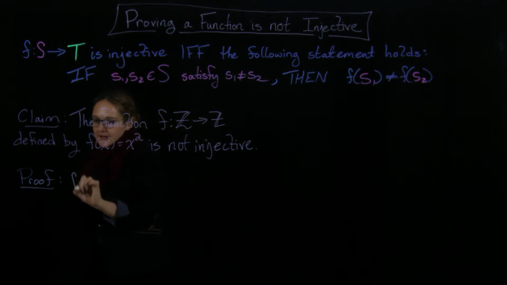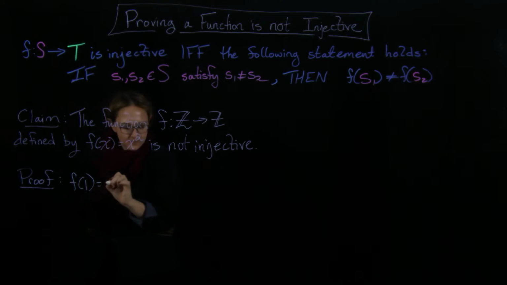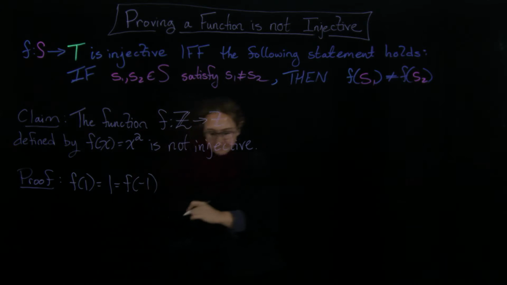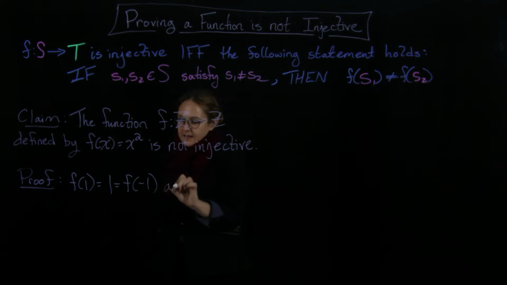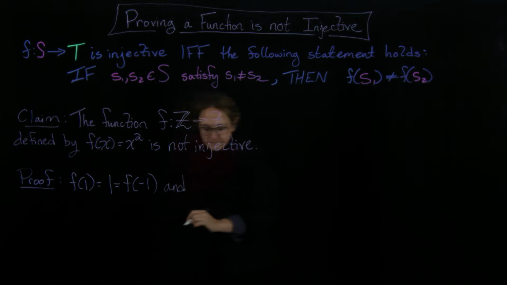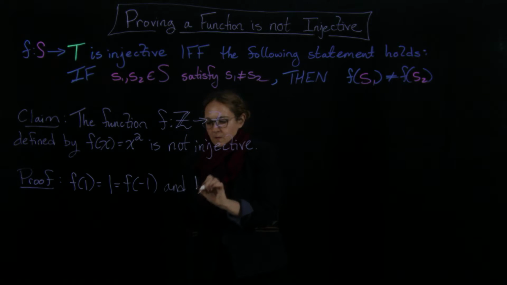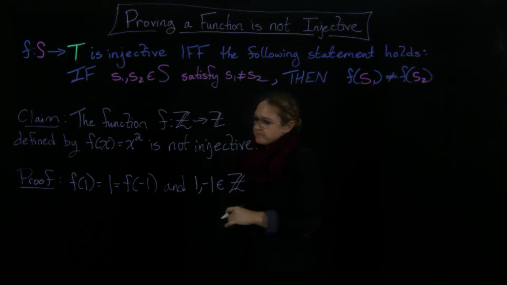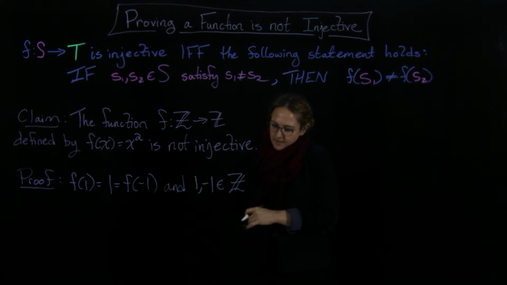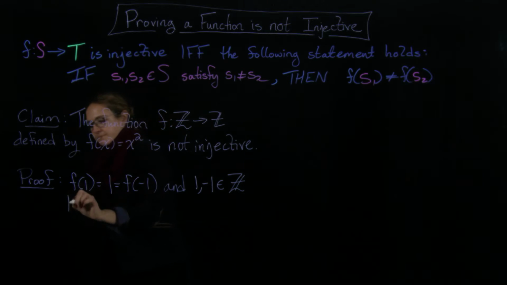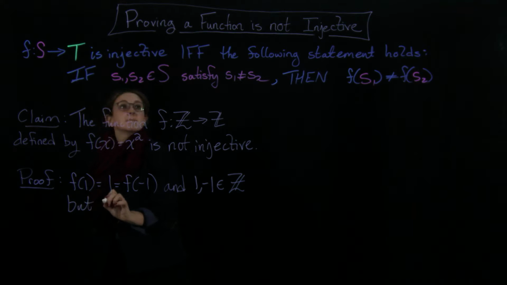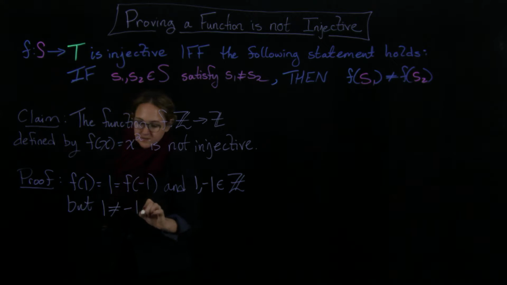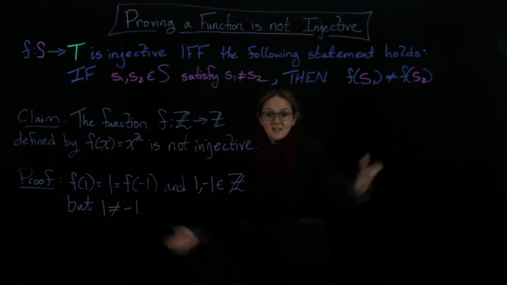We know that f of 1 equals f of negative 1. And 1 and minus 1 are integers. Okay. But 1 does not equal minus 1. Okay. That's it. That's all we needed.